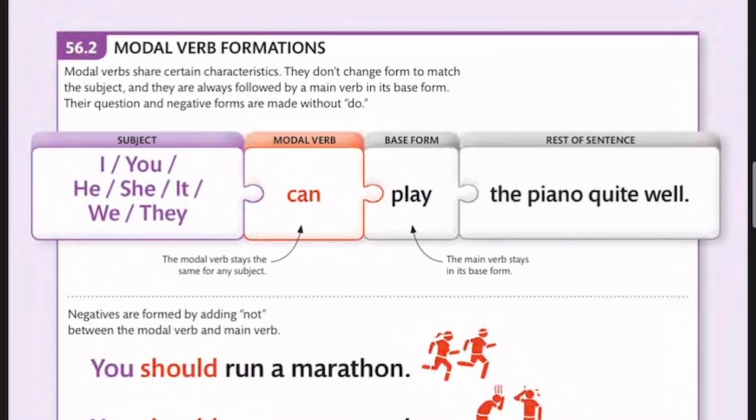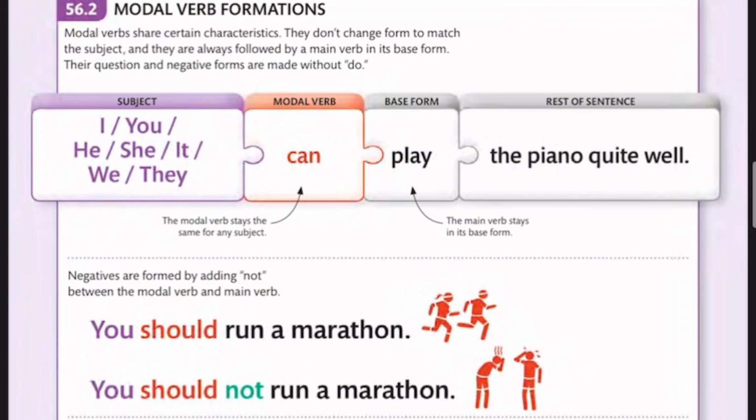Now, how do we form modal verbs? Modal verbs share certain characteristics. What we mean is that the verb that we use with them does not change. When you use any modal verb, whether in the present or past, the verb that you will use with it is verb 1, the base form. It doesn't change. Look at that table.